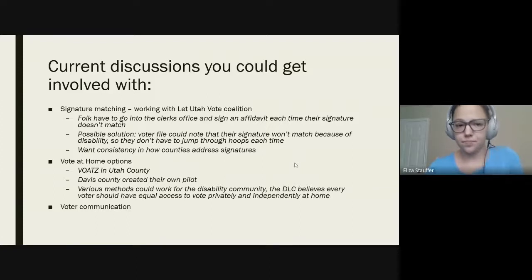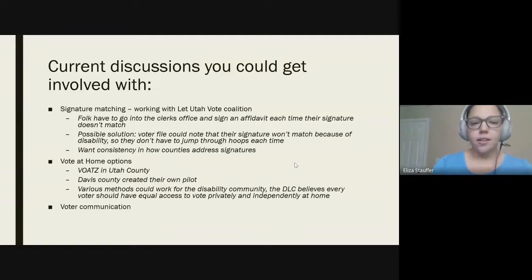Davis County here created their own pilot. We're still getting information on that, but at least what they've communicated to us is that they partnered up with some blind individuals to try to make it so that you could print at home. Again, we have no stated preference on which system we think is best, but think it's incredibly important to continue having conversations with voting officials to develop these systems so that people can vote privately and independently at home.